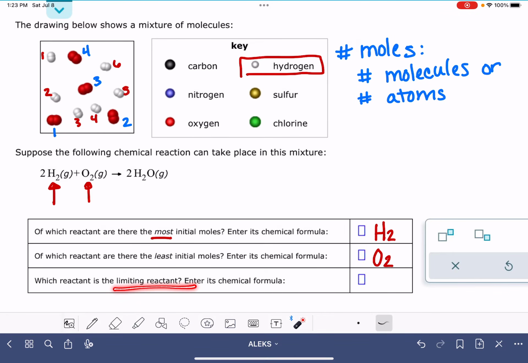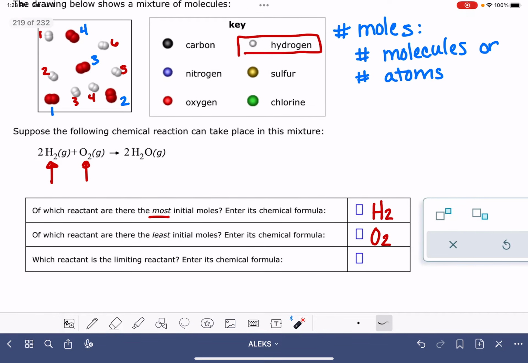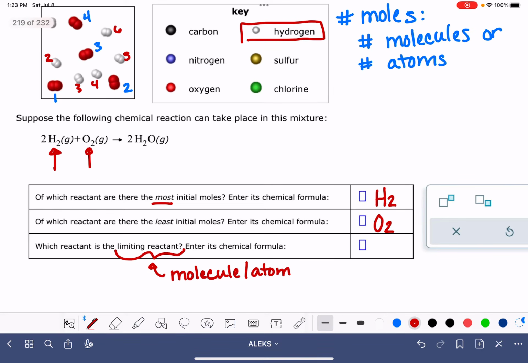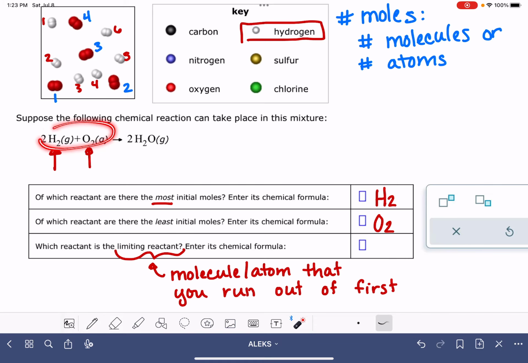Now, last but not least, it wants us to identify the limiting reactant in this equation. I'm going to define limiting reactant. The limiting reactant is either going to be the molecule or the atom, depending on the type of chemical reaction you're looking at, that you will run out of first. So as you're performing this chemical reaction, which molecule, in our case, we just have molecules, which molecule are we going to run out of first?